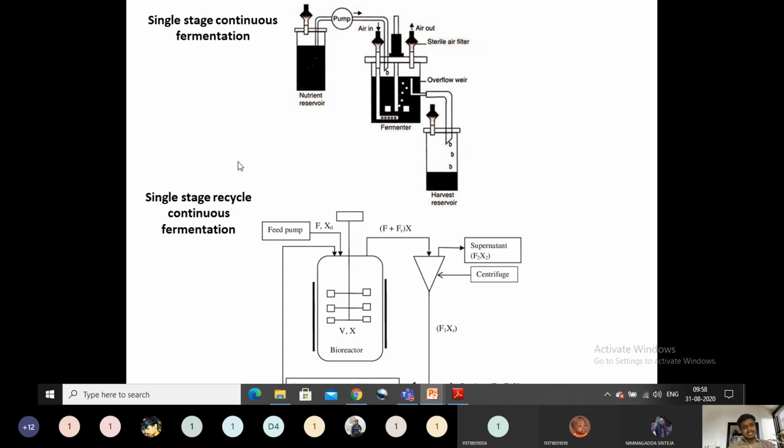The next one is the single stage recycle continuous process. The single stage recycle continuous process is used in place of this continuous process. The rate of inoculation of fermentation media and the rate of withdrawal of fermentation broth are the same.